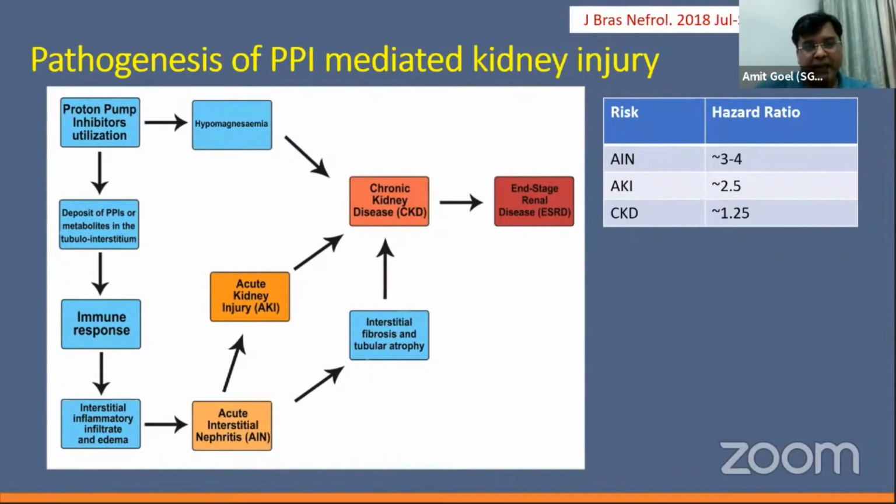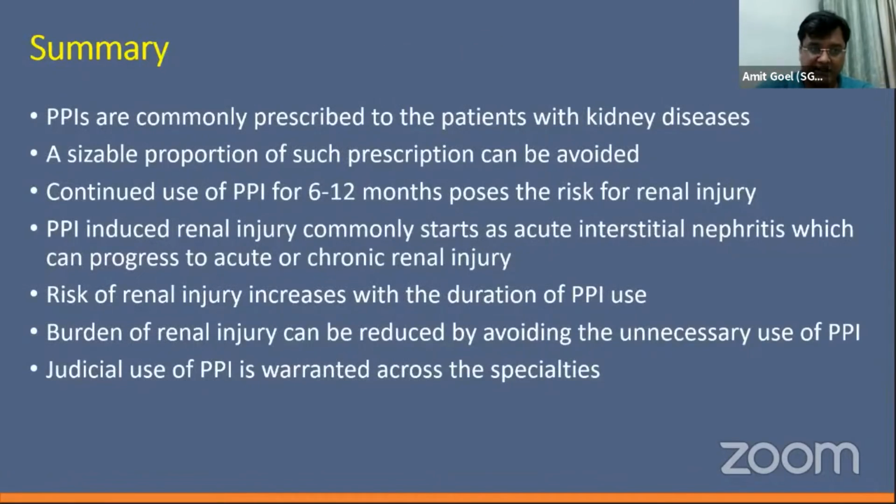So in summary, PPI are commonly prescribed to the patient with kidney disease, and a sizable proportion of such prescription can be avoided. Continued use of PPI for 6 to 12 months poses the risk for renal injury, which can range from acute interstitial nephritis to end-stage renal disease. And risk of renal injury increases with the duration of PPI use. And this burden of renal injury can be reduced by avoiding the unnecessary use of PPI. So in present era, judicious use of PPI is warranted, at least in those who are at risk of kidney disease. Thank you.